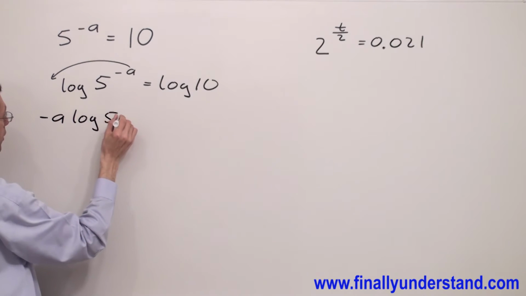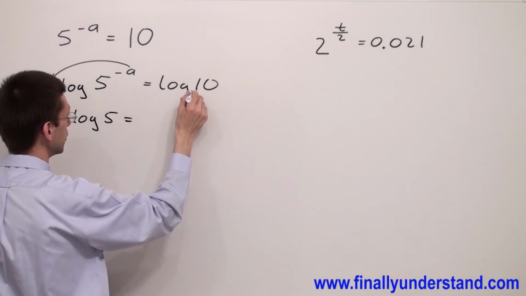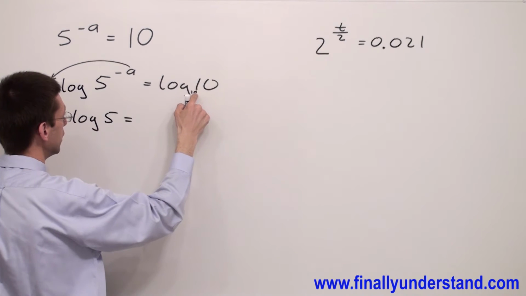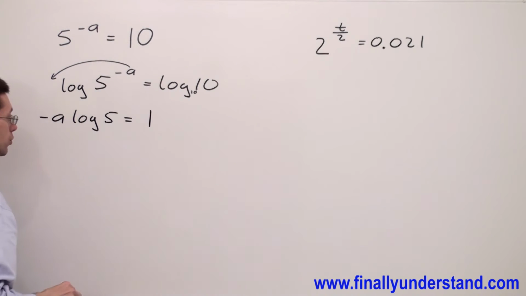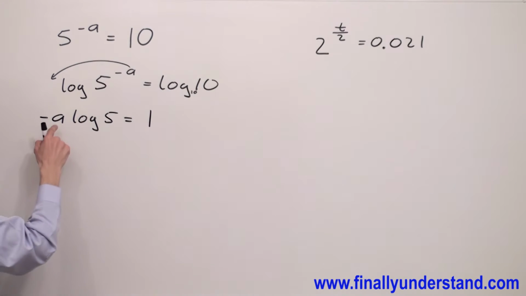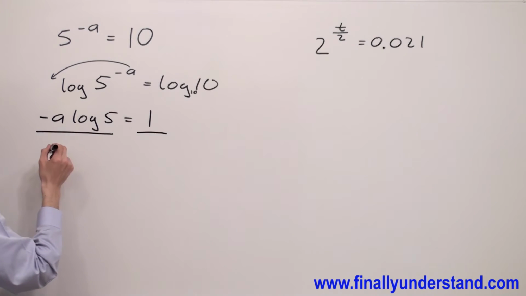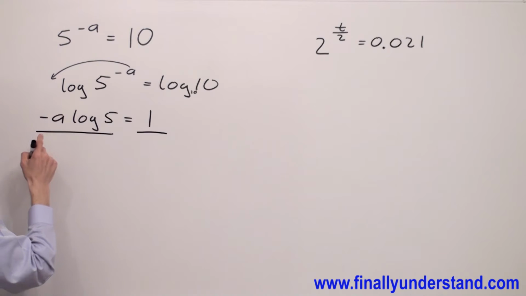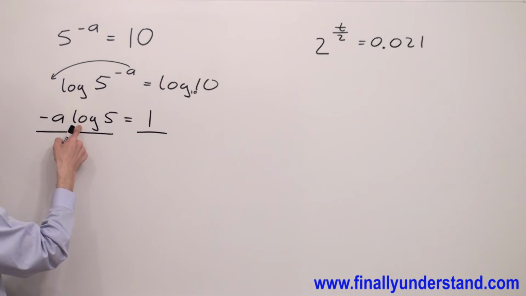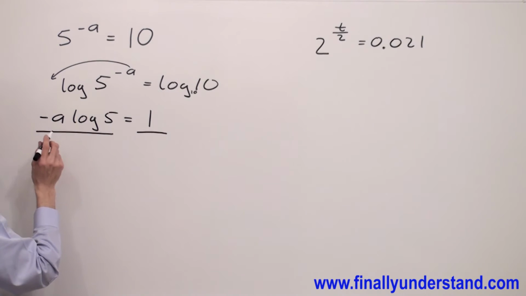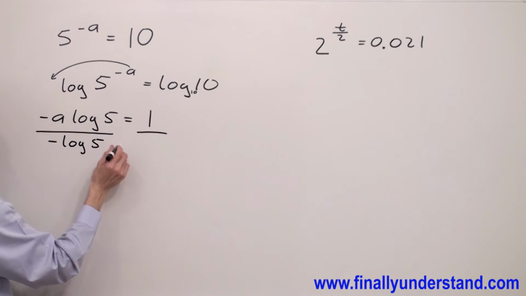log 5 is equal to log with base 10. Remember, there is an invisible base 10, and log of 10 is equal to 1. That's why I'm going to write 1 over here. In order to find a, I have to divide both sides of the equation by whatever is multiplied to a. I have negative and I have log 5. That's why I'm going to divide both sides of the equation by negative log 5.